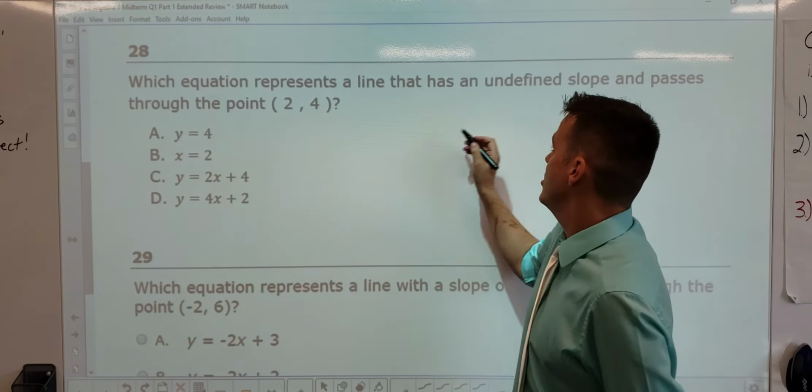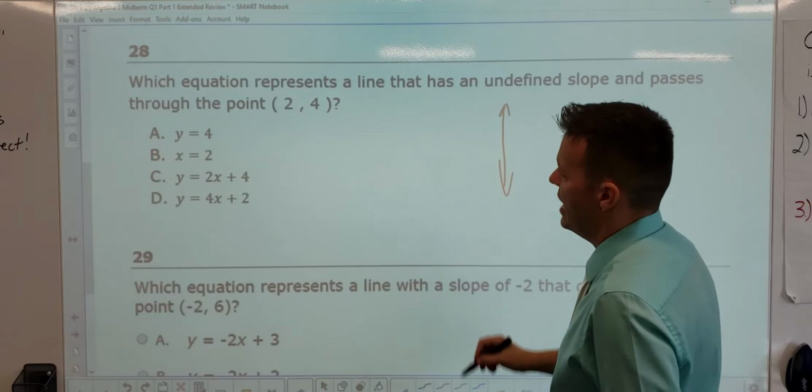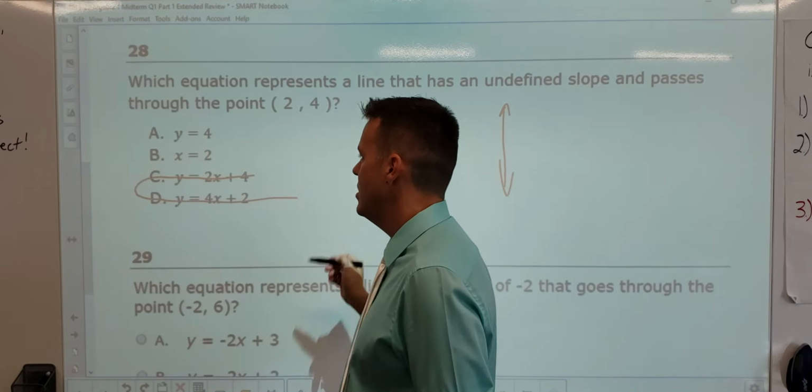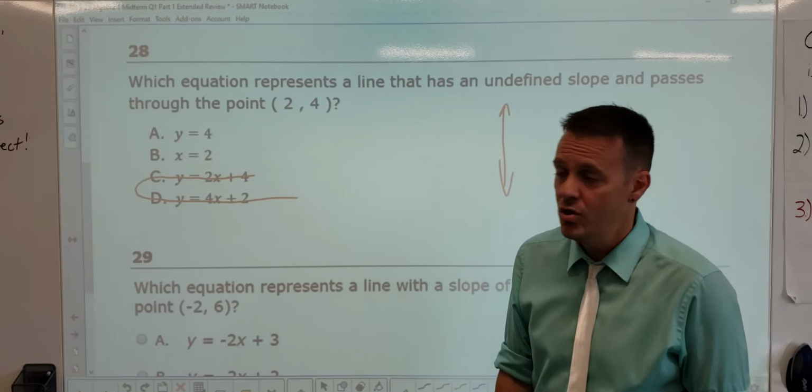All right, undefined slope. We've talked about undefined slope. It is a vertical line, okay? If it is a vertical line, ladies and gentlemen, it cannot be these two. So the question is, is it y equals 4 or is it x equals 2?